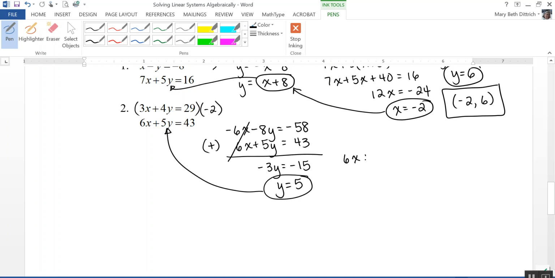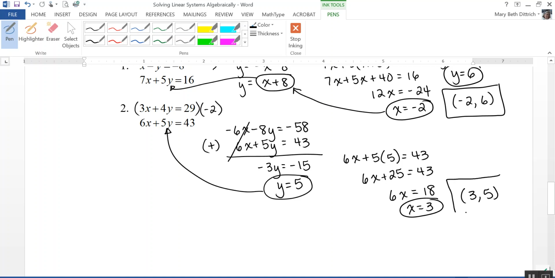And that gives me 6x plus 5 times y, which is 5, equals 43, or 6x plus 25 equals 43. And subtracting, that gives me 18. So x is equal to 3. And that gives me my solution of the ordered pair 3, 5.